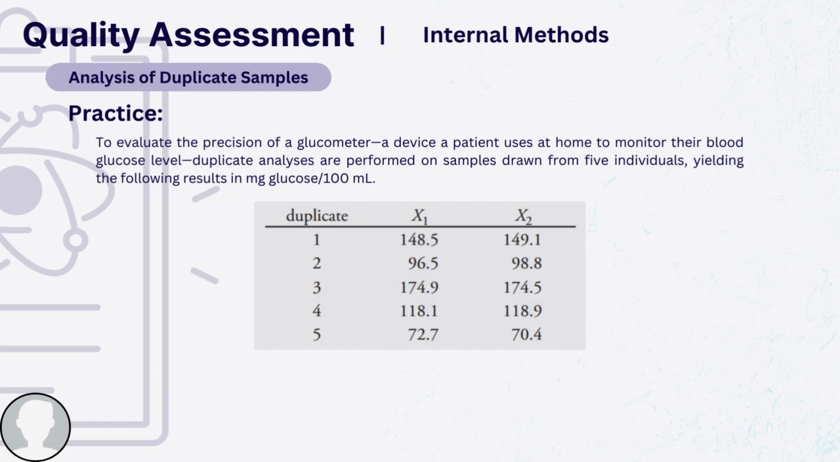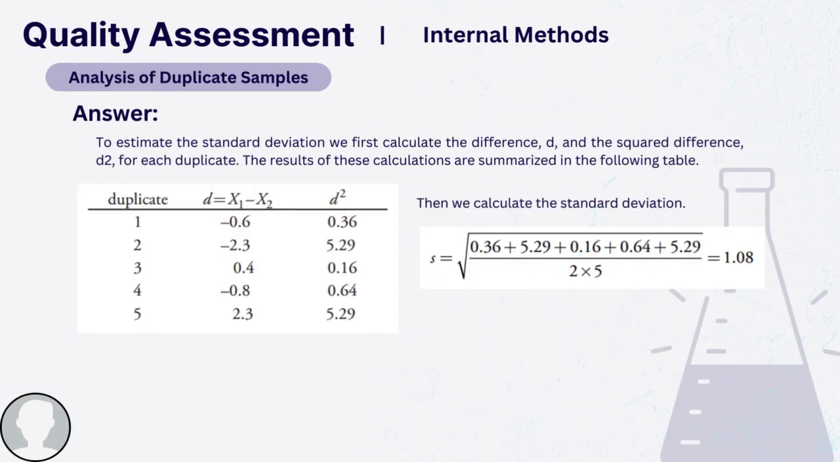As a practice exercise, to evaluate the precision of a glucometer, a device a patient uses at home to monitor their blood glucose level, duplicate analyses were performed on samples from 5 individuals, yielding the following results in milligrams glucose per 100 milliliters. In this problem, we also have to estimate the standard deviation for the analysis. You can pause the video if you need more time to answer this practice problem.